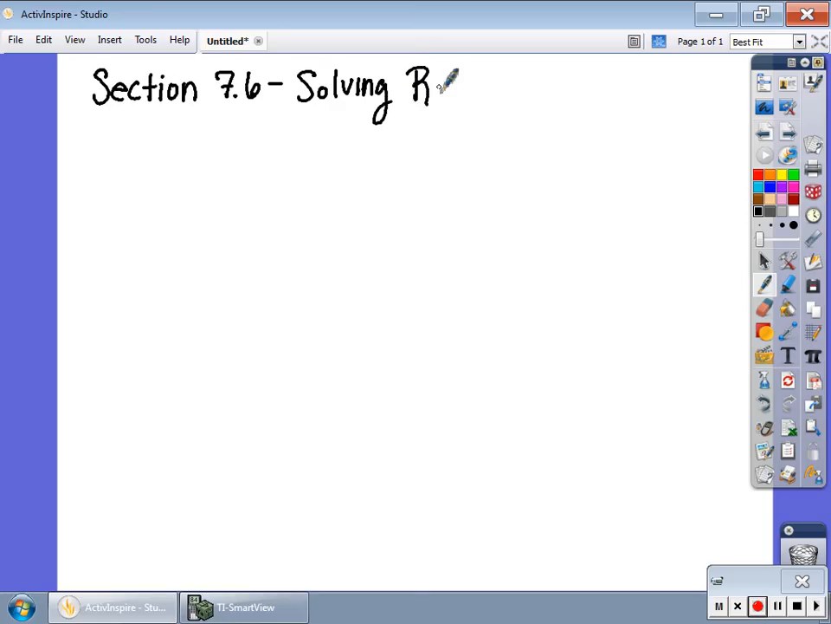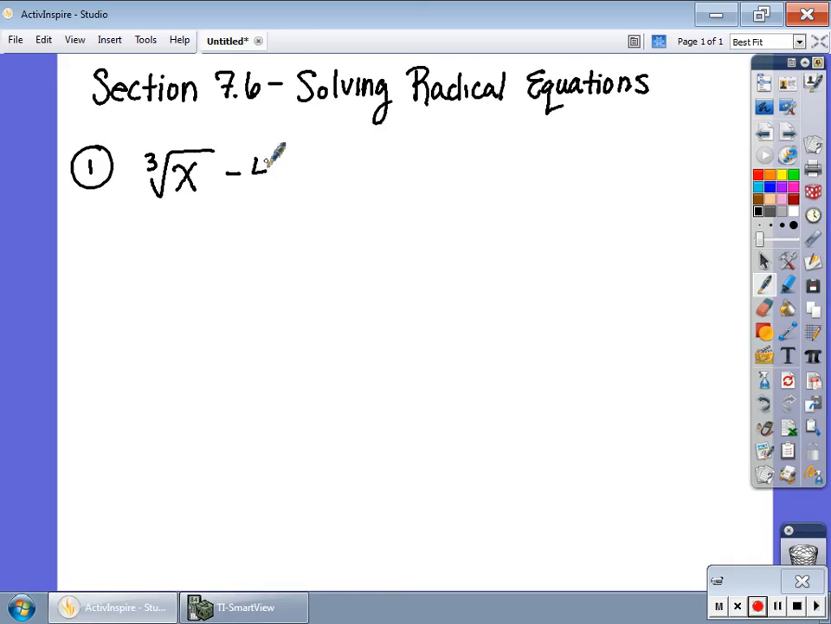Solving radical equations. So we're only going to do four right now. We're going to do a lot more in class over the next couple days. The first one that we have is the cubed root of x minus 4 is equal to 0.